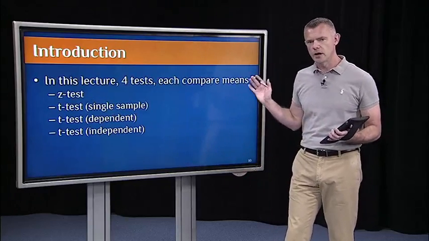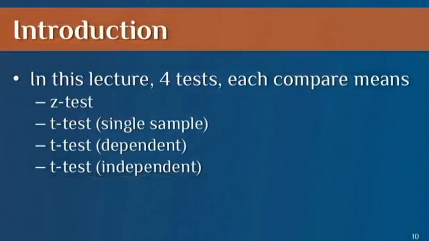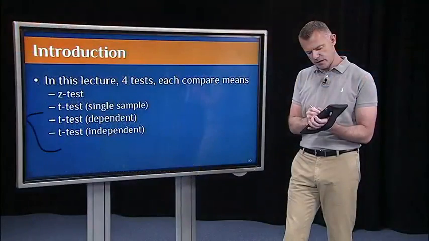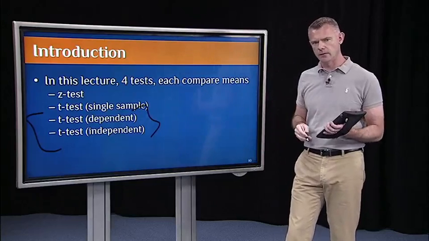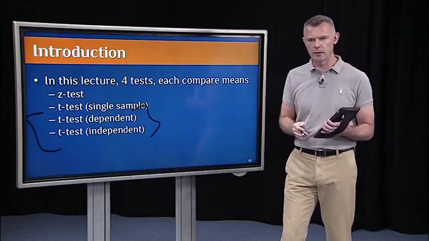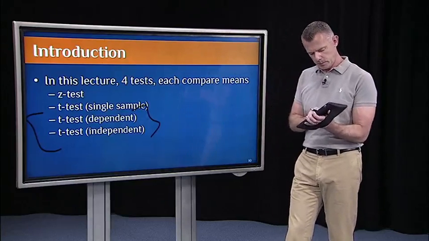So in this lecture, I'm going to briefly cover 4 different kinds of tests that compare means. The first is a z-test and the others are t-tests. I'm really going to emphasize these two down here, though, because they're so much more common than the first two. And the first two are so simple, they don't really require a detailed lecture.